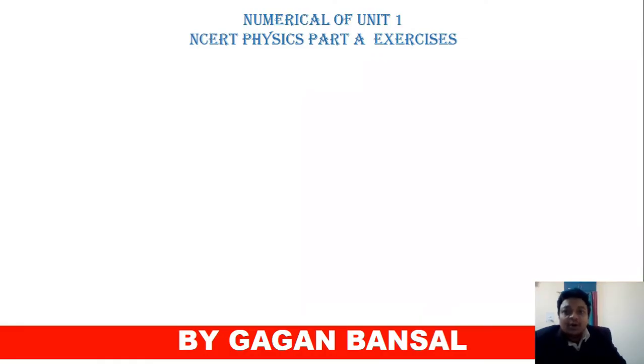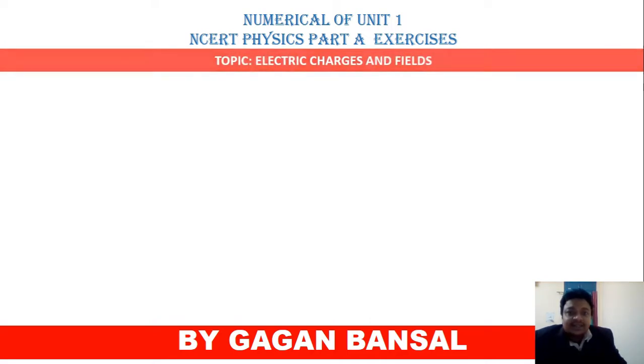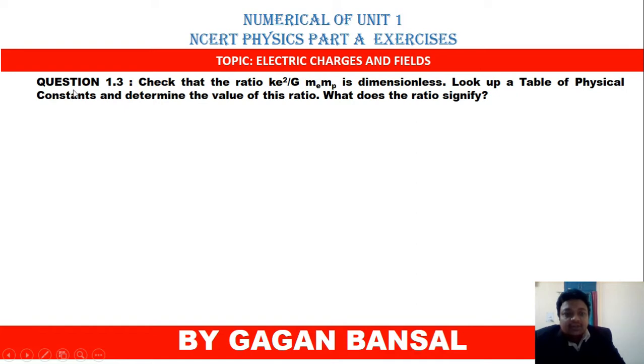So today let's take the third question. Numerical of unit 1st, NCERT physics part A, exercises of unit 1, that is your topic, electric charges and fields. The third numerical is question 1.3. I am coming directly to the question. It says, check that the ratio ke square upon G me mp is dimensionless. Look up a table of physical constants.